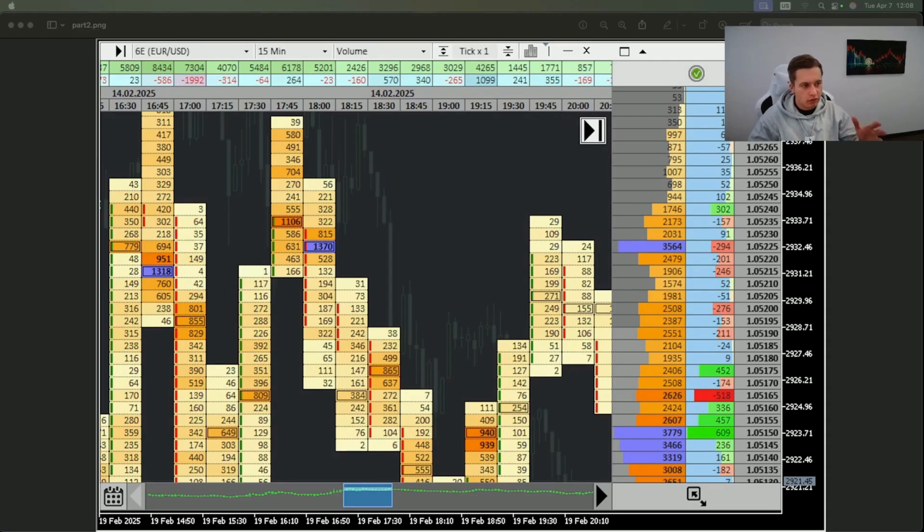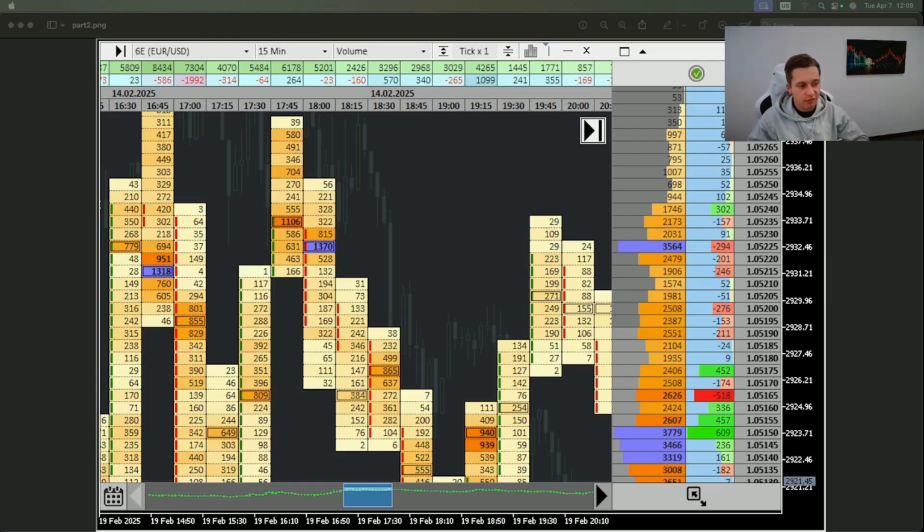On a footprint chart like this, you're seeing buyers and sellers fighting at each price level. So instead of just seeing a candle, what you actually see is the strong move that happens inside. It's like a very zoomed in version of what's actually happening.